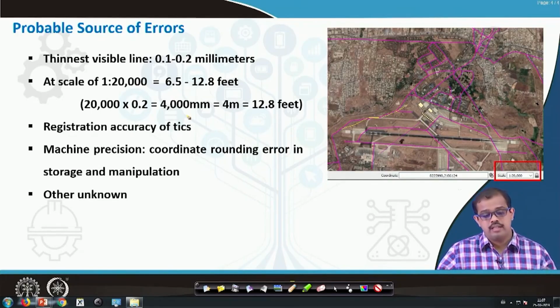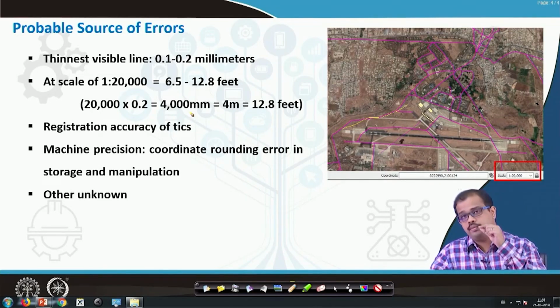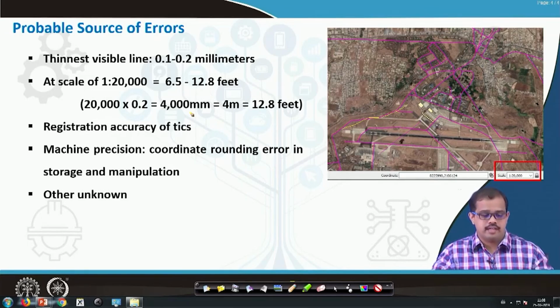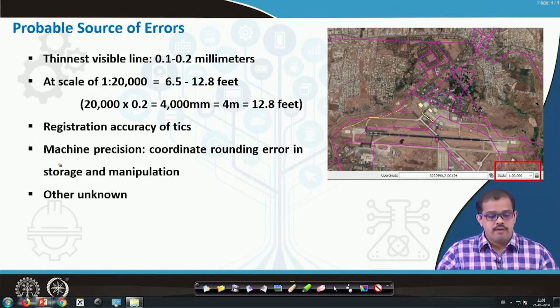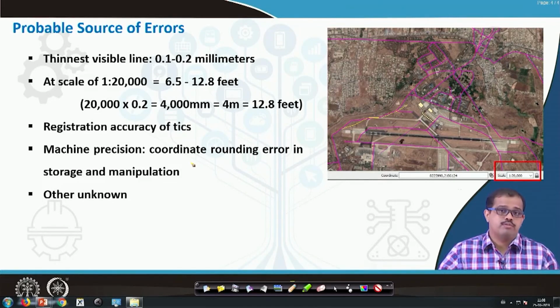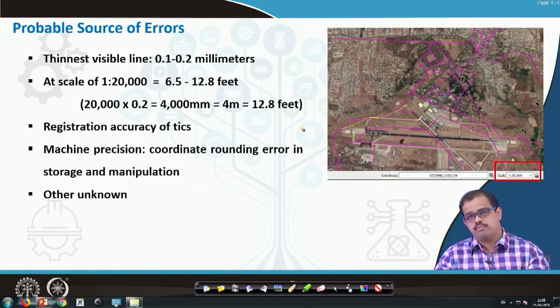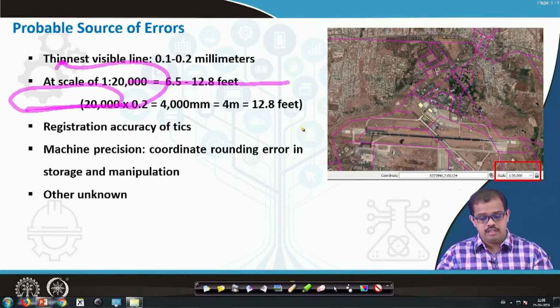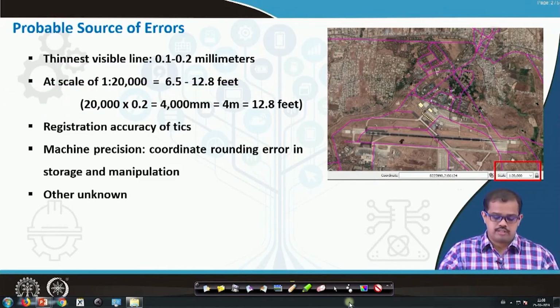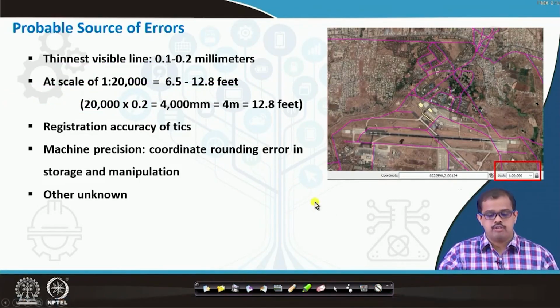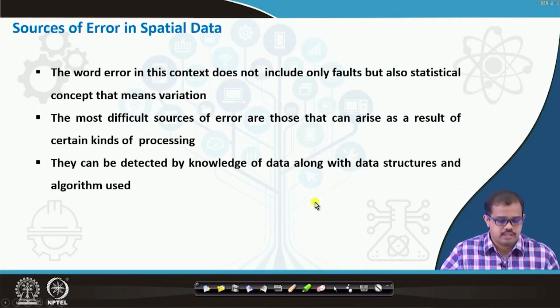This means the registration accuracy would go wrong. When you are trying to measure distance or building area, you are actually making a mistake. When you are looking at precision, the coordinate rounding error arises in storage and manipulations many times, and some other unknown errors can also occur. These are some errors that I have put forth, but when you are actually working, you will understand there are a lot of other challenging errors that you may see when you are looking at spatial data.